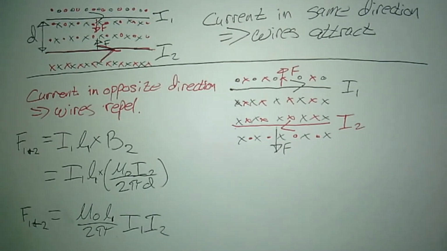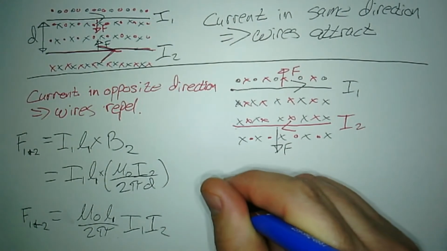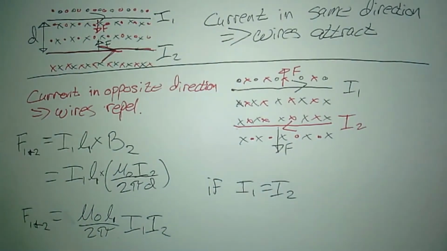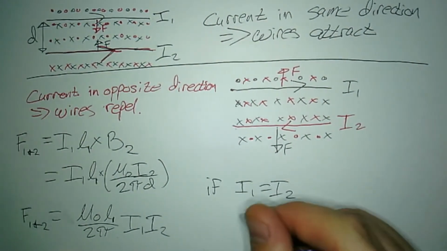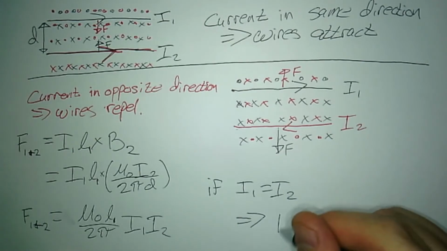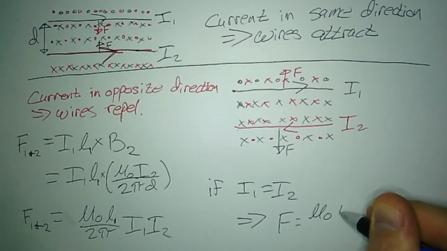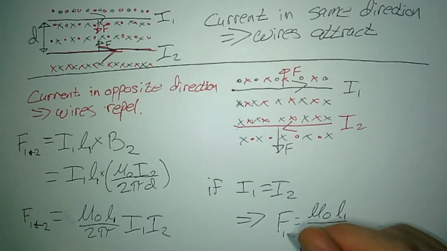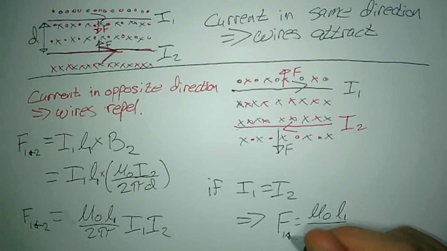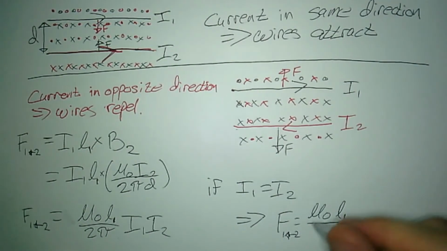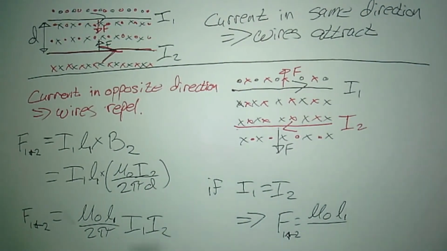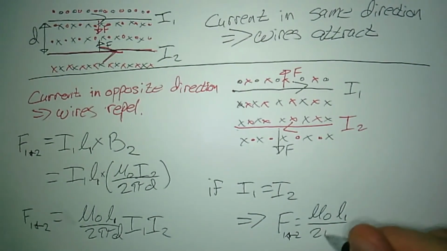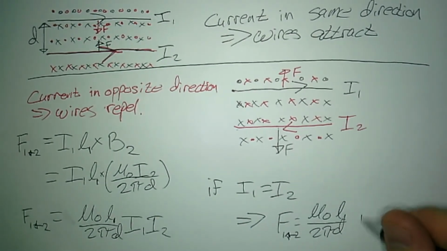And in the special case that I1 is equal to I2, if they have the same current in both, then that would give me the equation F is equal to mu naught L, technically 1 still, so I should still call this 1 from 2, over, I forgot the D on this side, so let's put the D right here, over 2 pi D times I squared.